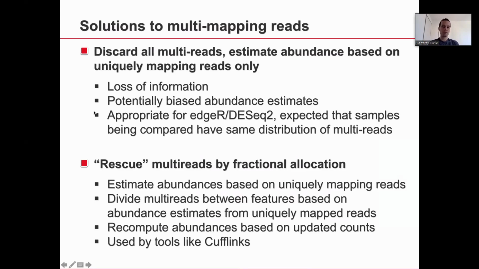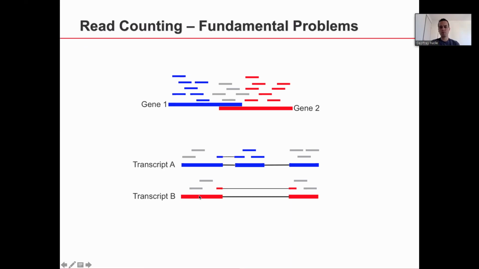You can try to rescue these multi-mapping reads by the so-called fractional allocation. And the idea behind this is to estimate the abundances based on the uniquely mapping reads, and then divide the ones that are ambiguous, based on this distribution of the uniquely mapped reads. It's complicated to do, but basically we could make some distribution of abundance of these uniquely mapping reads. So maybe we have a 3-to-1 ratio between transcript A and transcript B. So then we could allocate these ambiguous reads in a 3-to-1 ratio, for example.